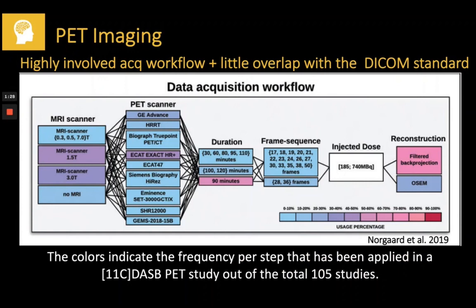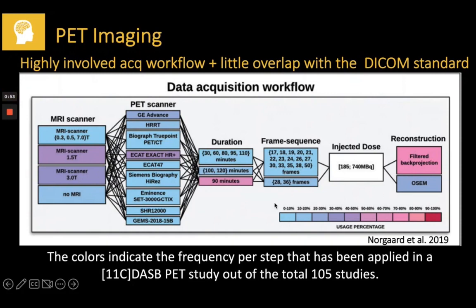PET scans have a highly involved acquisition workflow. First, they need structural scans as external data, because PET images do not typically reveal structural details. In this study that includes 105 PET scans from 21 different centers, a variety of MRI scanners were involved, from 0.3 to 3 Tesla, and sometimes they didn't use an MRI. Duration of the PET scans is more operator and scanner dependent. For this study, it appears to be 90 minutes mostly, as you can tell by this color scale.